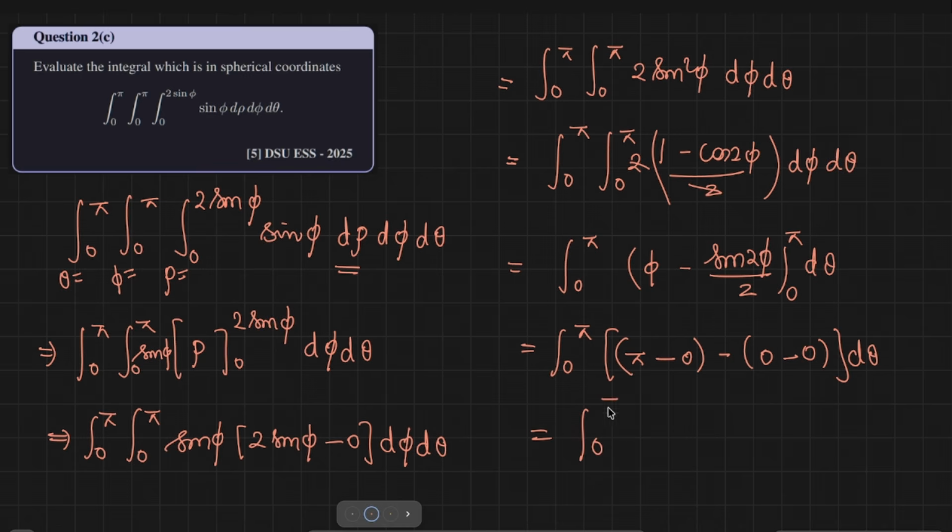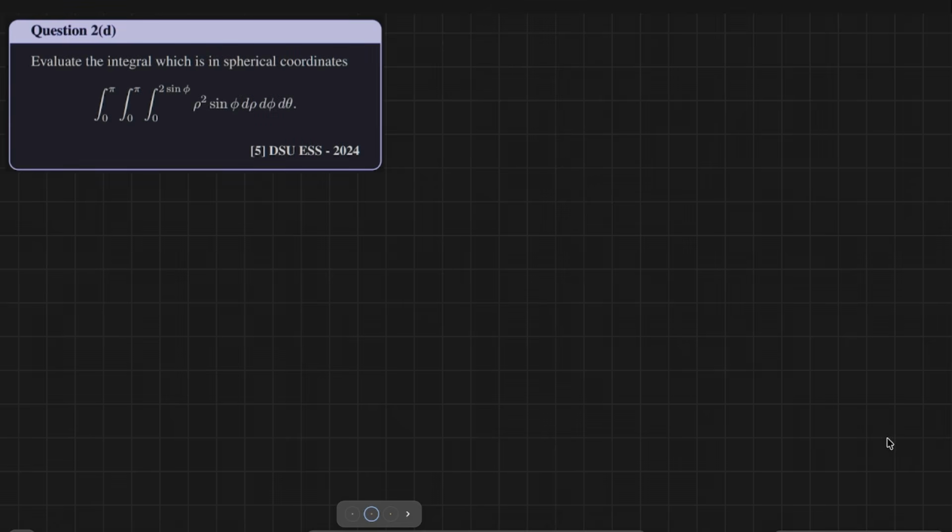So this is from 0 to pi, and pi theta. When you solve this, pi into pi is going to be pi square, the solution of the integral. Okay, now come to the next question. The next question is again the same.